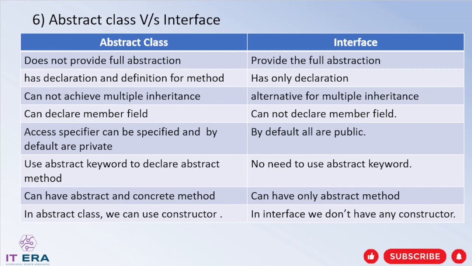In abstract class, we use the abstract keyword to define an abstract method. But in an interface, though the methods are abstract by default, we don't use the abstract keyword. And lastly, in abstract class, we can use a constructor, but in an interface, we don't have any constructor. So that was the differences for abstract class and interface. As I said, this is one of the mostly asked questions. I hope this explanation will be helpful. So let's move to our next differences.